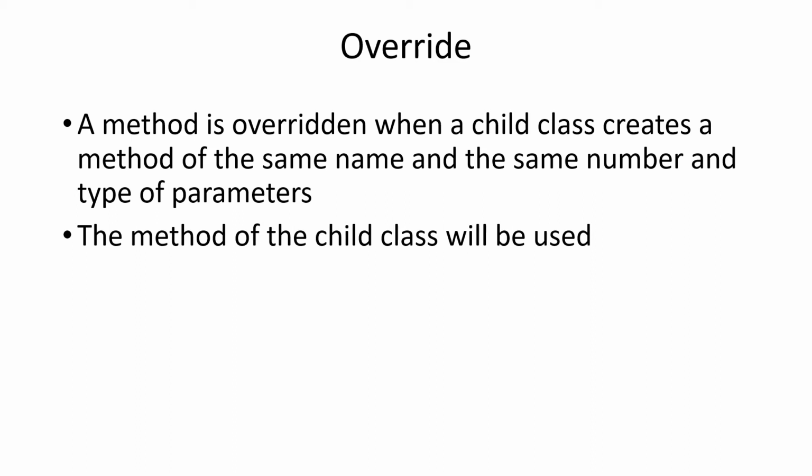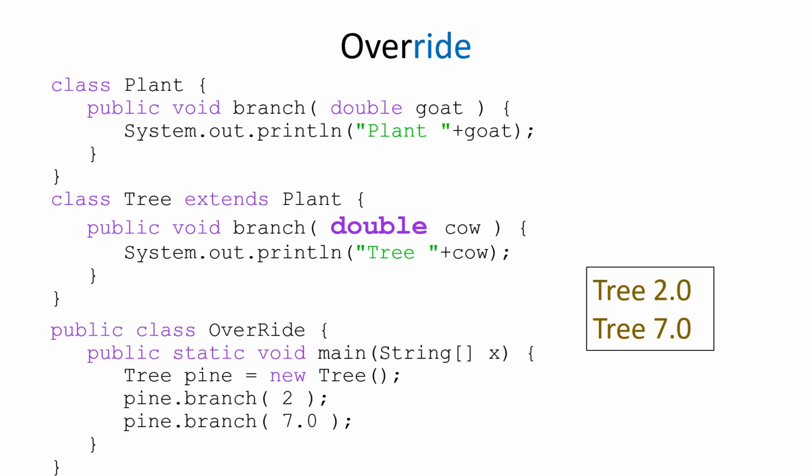Overriding a method is when a child class creates a method with the same name and same type of parameters. In other words, the header is exactly the same as the parent class's header. When you do this, then the child class method will be used if you create an object of the child class, and will not use the parent class method. In this example, we have a parent class called plant, and it has a method branch.